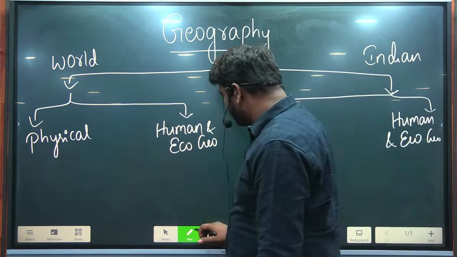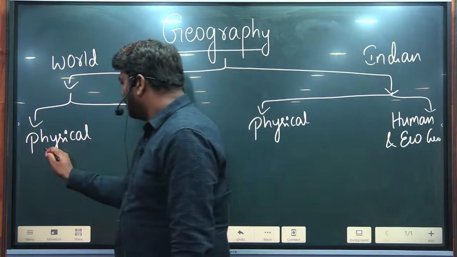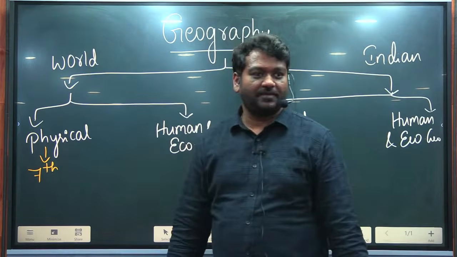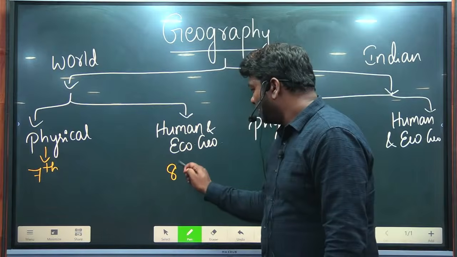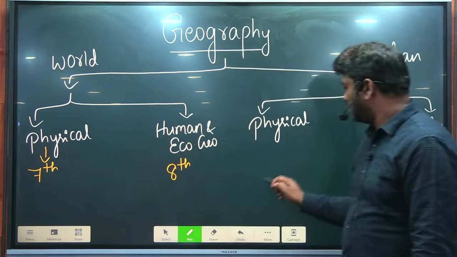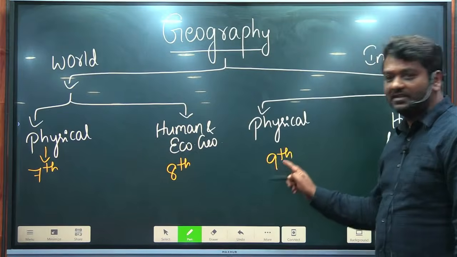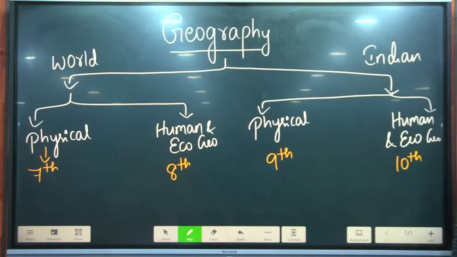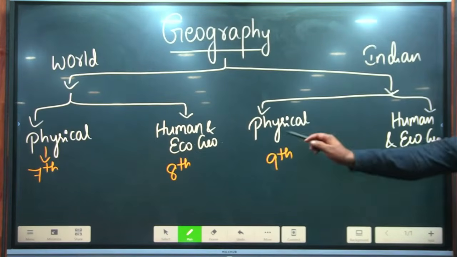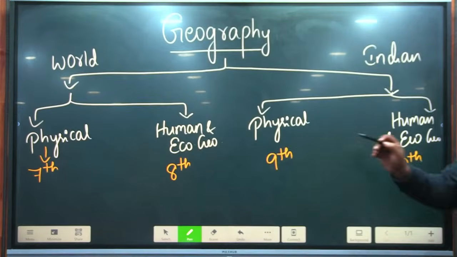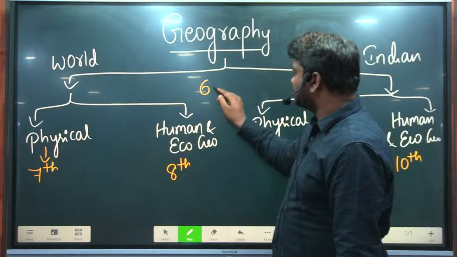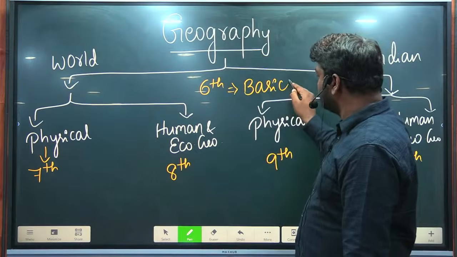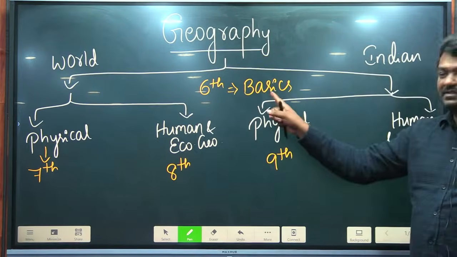Now, NCERTs. To cover this, we have the 7th standard NCERT. This is covered in the 8th standard NCERT. This is covered in the 9th standard NCERT. This is the 10th standard. Are you getting the point? So, 7th, 8th, 9th, 10th. The 6th standard NCERT is basics. What is the meaning of that? You might have heard of latitudes, longitudes. Basics will be taught in 6th.